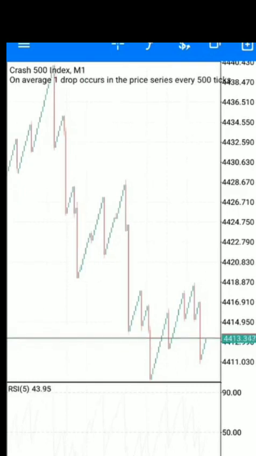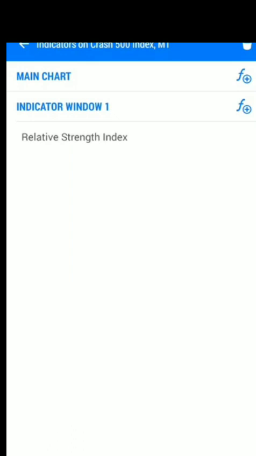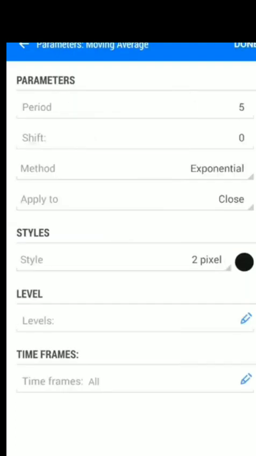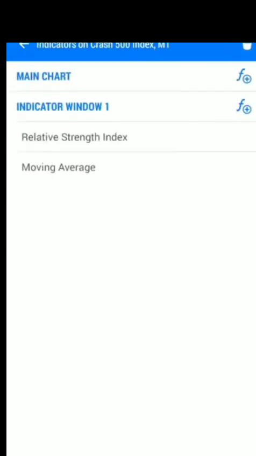The next indicator I will need is the moving average. The moving average should be added on indicator window 1. Don't click on this one, click on this one, indicator window 1. Select moving average. The first moving average: period 5, shift 0, method is exponential, apply to close. You can take a screenshot now. Then the style is 2 pixel, use the color black. Levels, you ignore, and then you click done. So the moving average has been added to my screen.